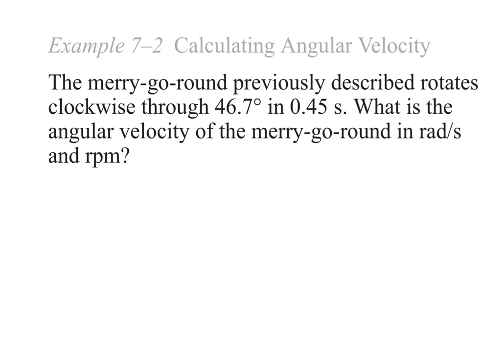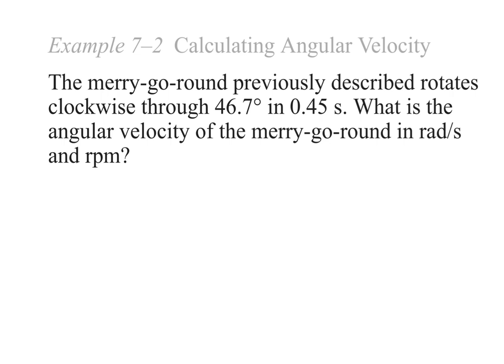All right, the merry-go-round that was previously described earlier in the chapter rotates clockwise. Is that a positive or negative movement based on what I've said? That is a negative movement. 46.7 degrees in 0.45 seconds. That point is important. What's the angular velocity of the merry-go-round in radians per second and in rotations or revolutions per minute?